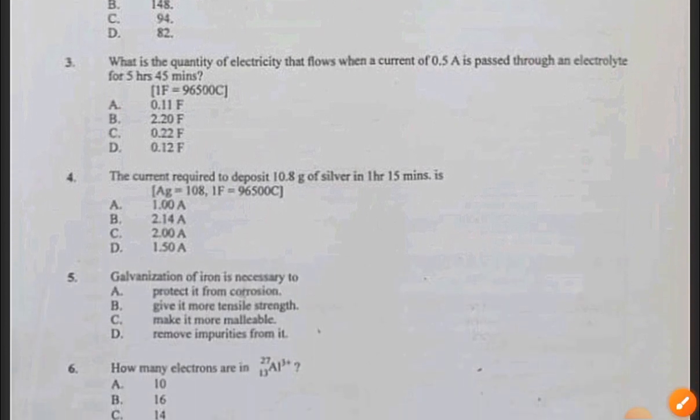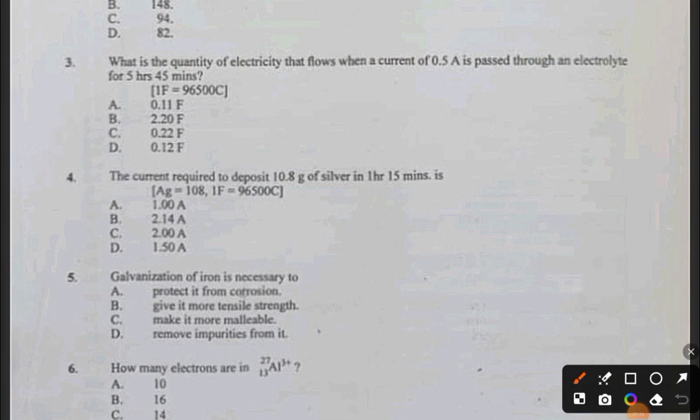Now question 4. The current required to deposit 10 grams of silver in 1 hour 15 minutes is. So for this as well, you're supposed to convert to seconds. 1 times 3600 plus 15 minutes. So 15 times 60. Do our calculation right, you're going to have 4,500 seconds.